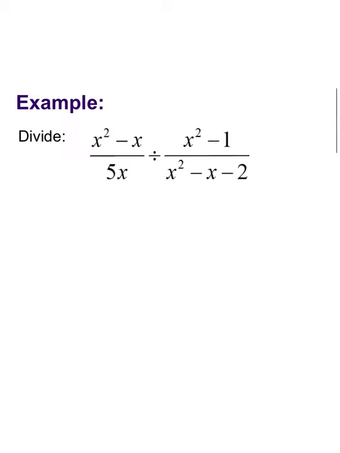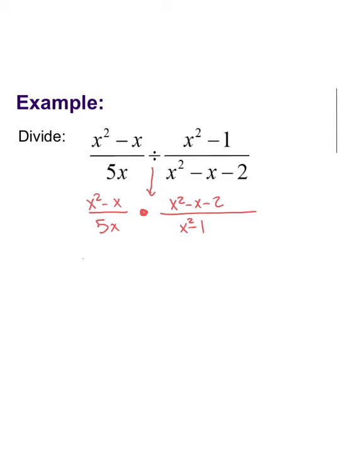So if we look at the first example, it says divide. So what that means is we are going to keep the first fraction. So we're going to write x squared minus x over 5x. We're going to change the division to multiplication, and we're going to flip the second fraction upside down. Now I have a multiplication problem.